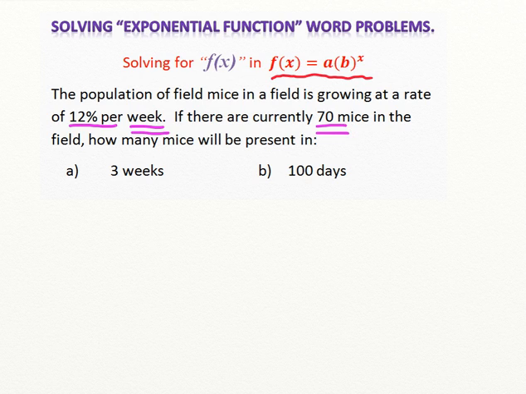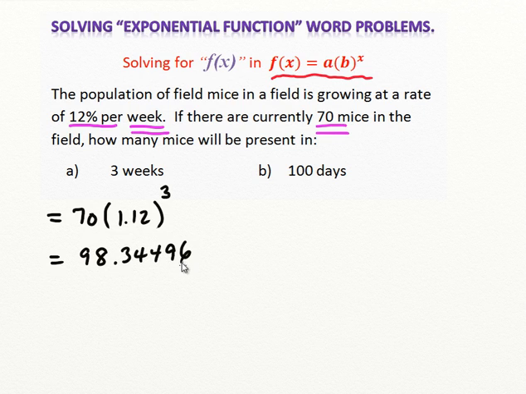Okay, so the first question, which is asking how many mice are going to be present in 3 weeks, well, that's going to be pretty straightforward. We're just going to say there are 70 mice right now. The growth rate is 1.12, and the exponent is 3. There are 3 growth periods in 3 weeks' time. If we plug that into our calculator, we will get 98.34496, which we would just round to 98, and that is telling us how many mice are present in 3 weeks.